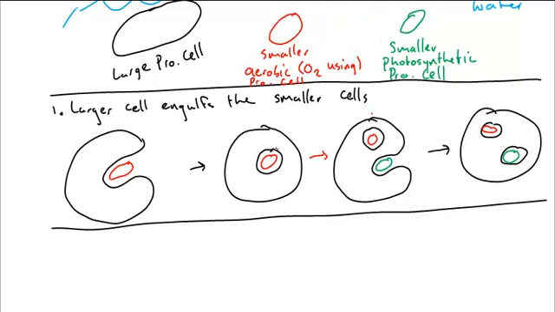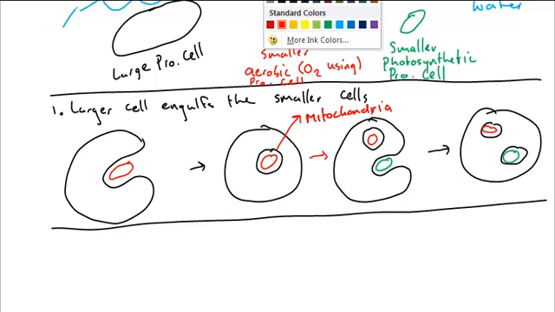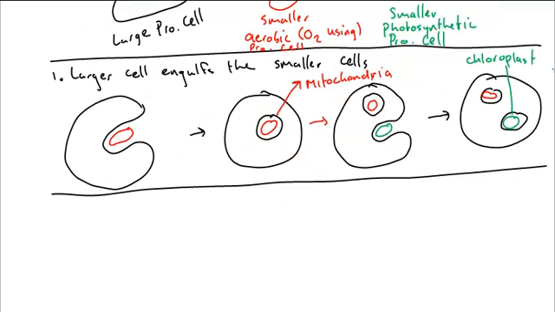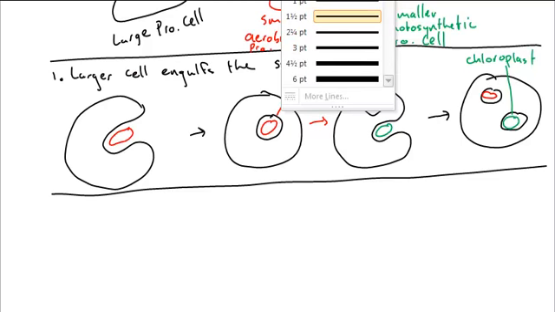If you said that this trapped smaller cell became the mitochondria, you'd be correct. Remember, the mitochondria uses oxygen to break down glucose. And then if you said the photosynthetic one, which isn't in all cells, represented chloroplasts in plant cells, you'd be correct according to the theory. Okay, so this is how they think organelles started to form inside of the more simple prokaryotic cell.